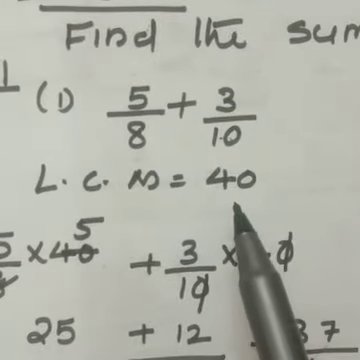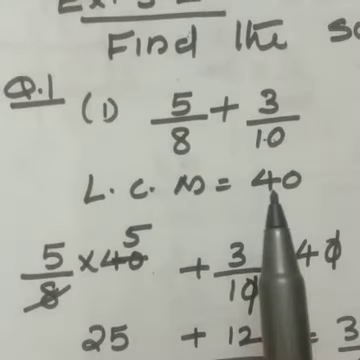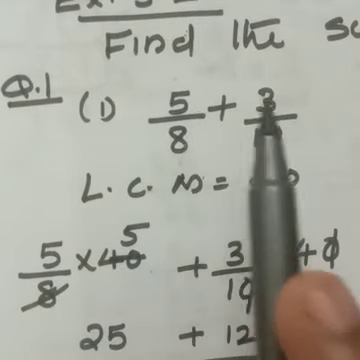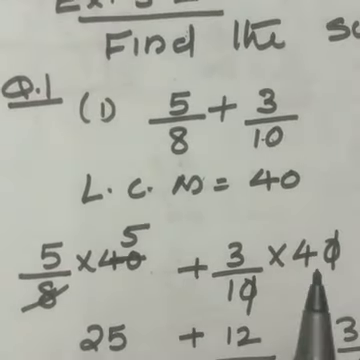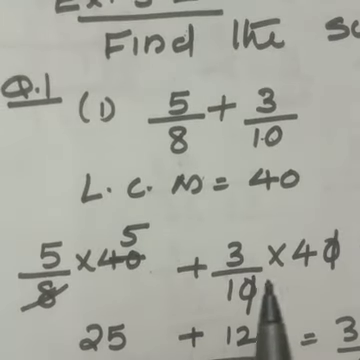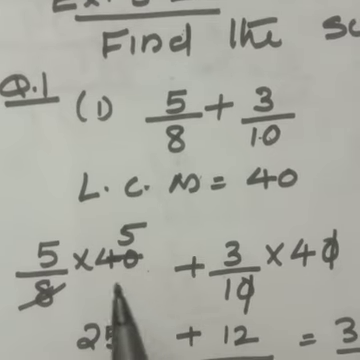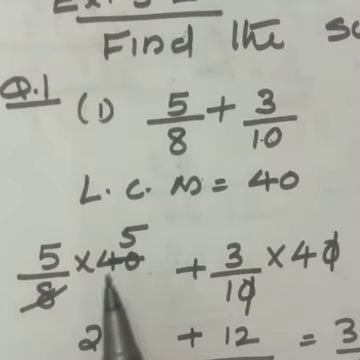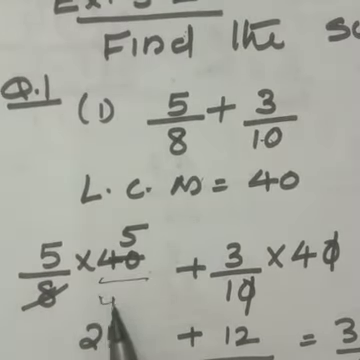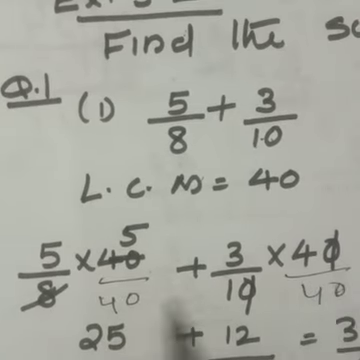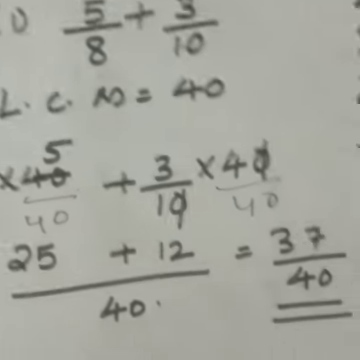LCM is coming 40. What we have to do after getting the LCM? You have to multiply each fraction with the LCM. See, 5 5s are 25, 3 4s are 12. How is 40 coming? I already told you, 40 up you are multiplying, down also 40 is hidden. Here also down 40 is hidden. Then you are writing the common denominator 40. Clear?